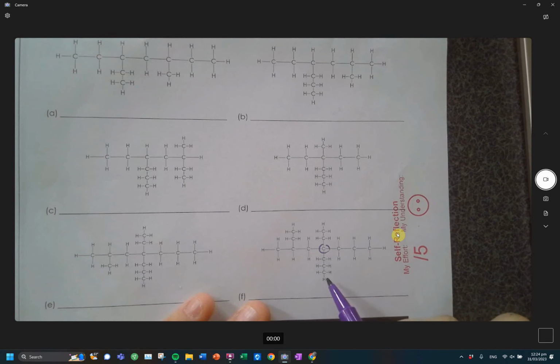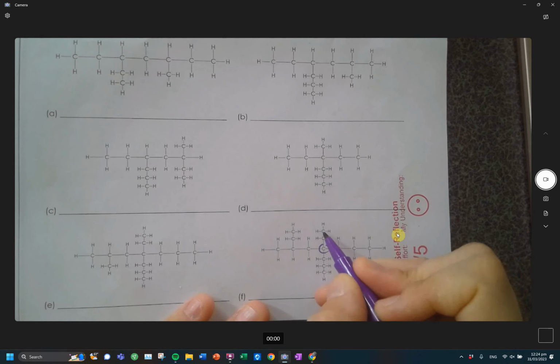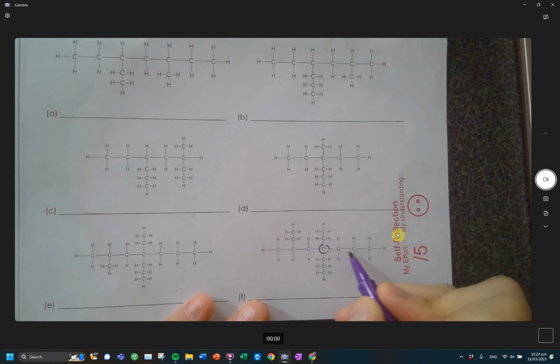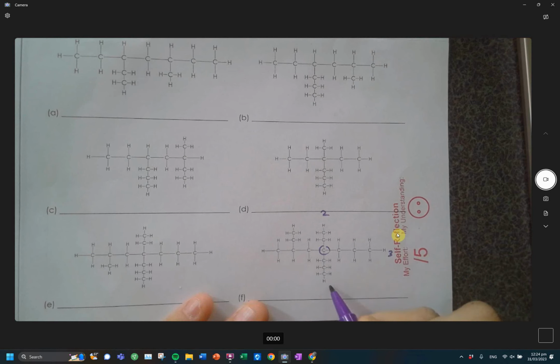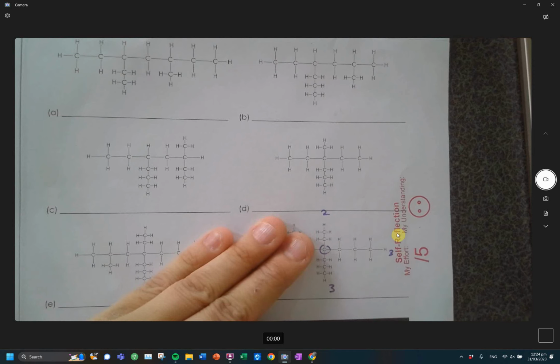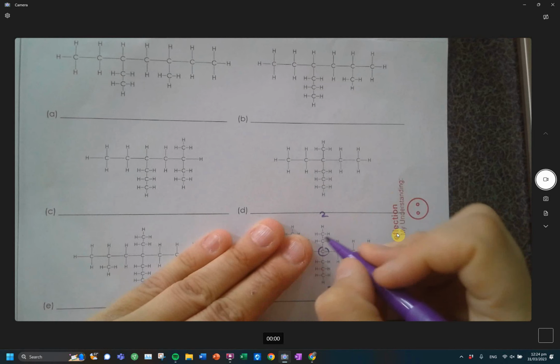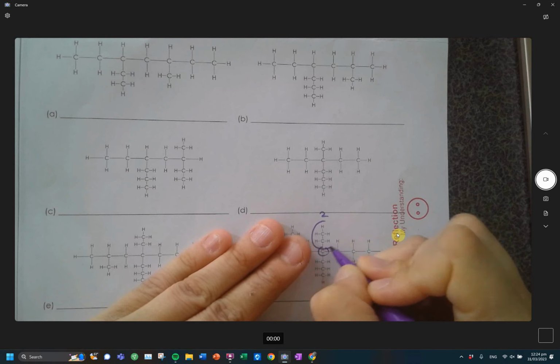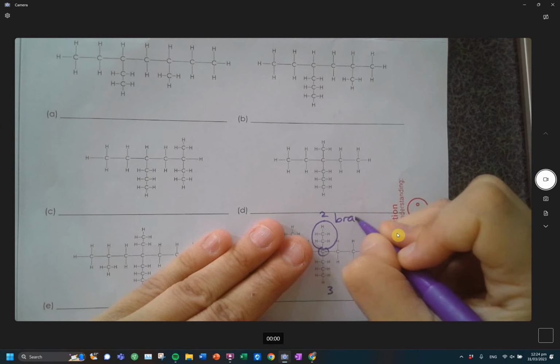This carbon is definitely going to be part of the parent chain. Now, I have to decide which direction I want to go with my parent chain. If I go up here, there's only 2 carbons. If I go this way, it's 3. And if I go down this way, it's also 3. So either I go down or I go straight. This guy here is going to be a branch. I know that already.